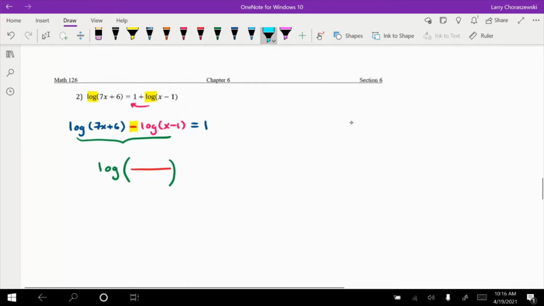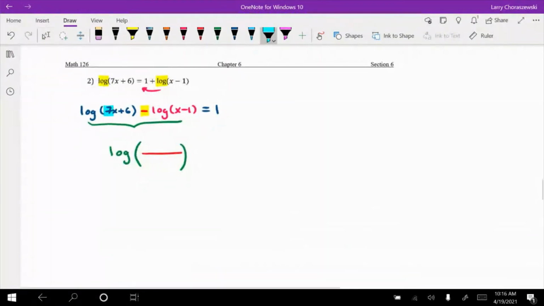The numerator will be made up of the first argument, 7x plus 6. And the denominator will be made up of the second argument, which is x minus 1.